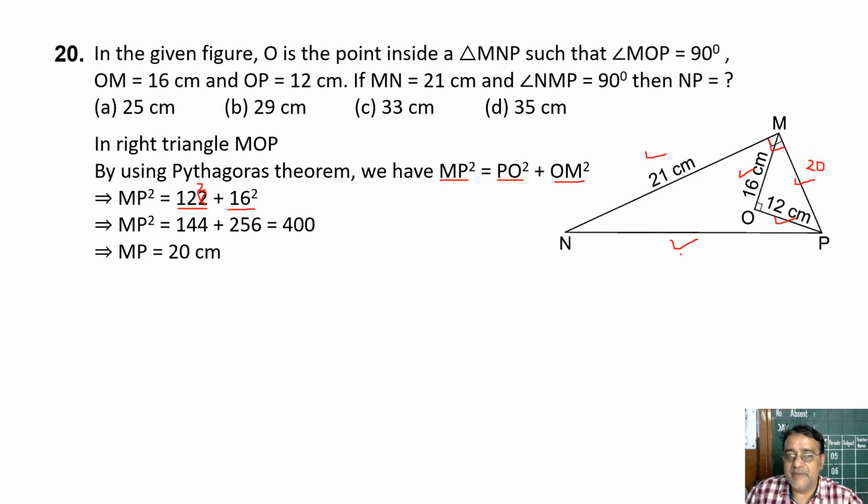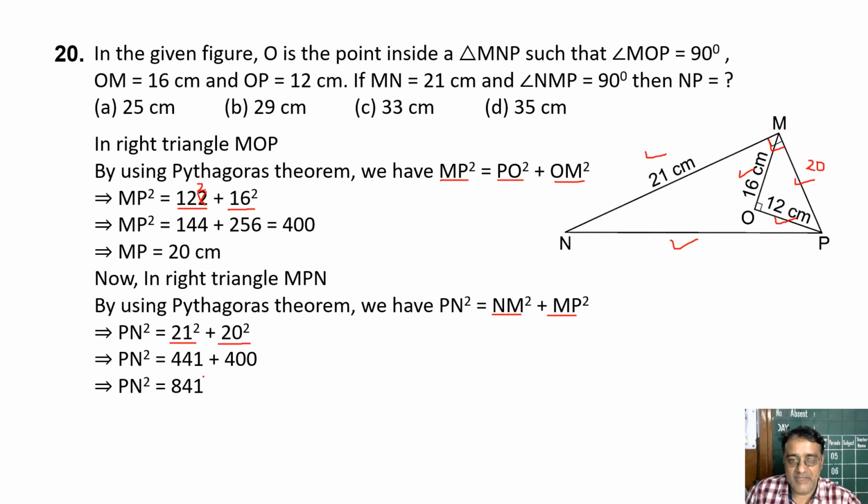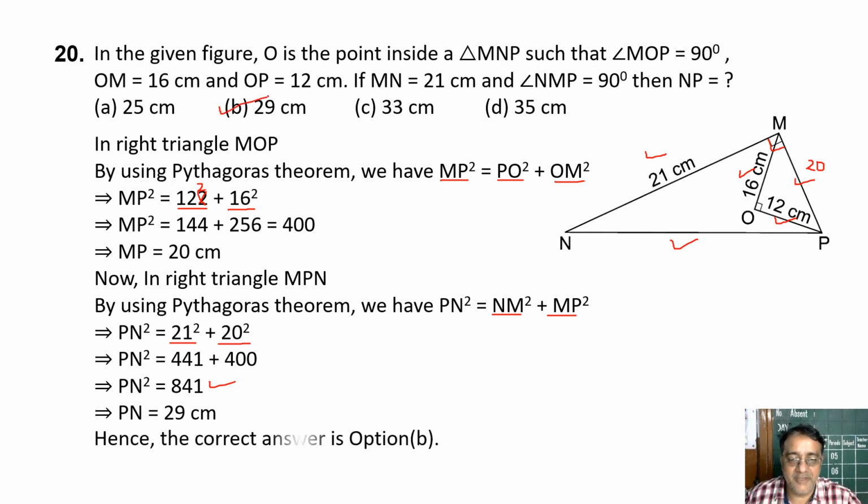Okay? अभी NP निकालेंगे पाइथागोरस थ्योरम से कौन से ट्रायंगल में? Triangle MNP. Very good. In triangle, right triangle MPN, again by Pythagoras theorem, we are going to get PN square is equals to NM square plus MP square. Now this is 21 is given and this we got 20. So 21 square is 441 and 20 square is 400. So we'll get 841. 841 ka square root? 29. Very good. So which option is the correct one? Option B, right. So this is the last question of this session.